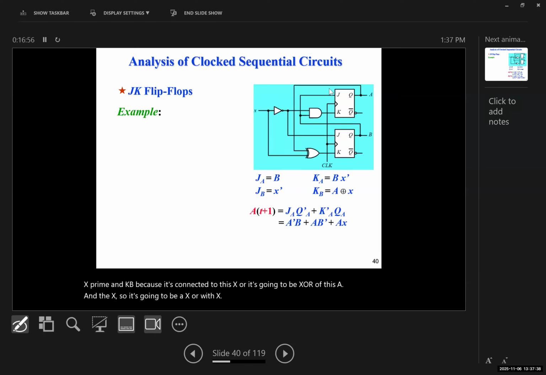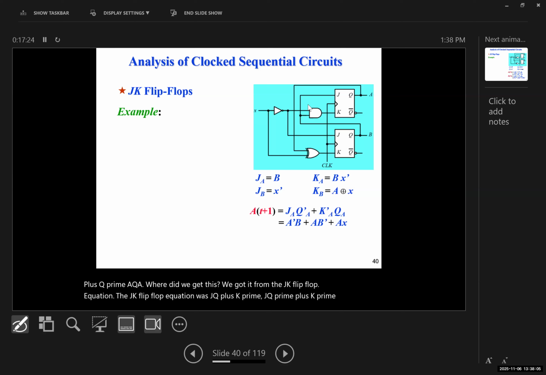And if I want to write the next state, A(t+1), it's going to be JA Q prime A plus K prime A QA. Where did we get this? We got it from the JK flip-flop equation. The JK flip-flop equation was JQ prime plus K prime Q.